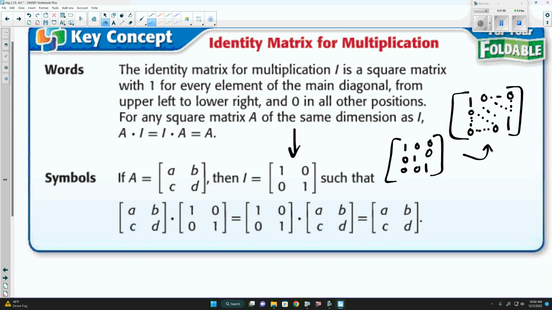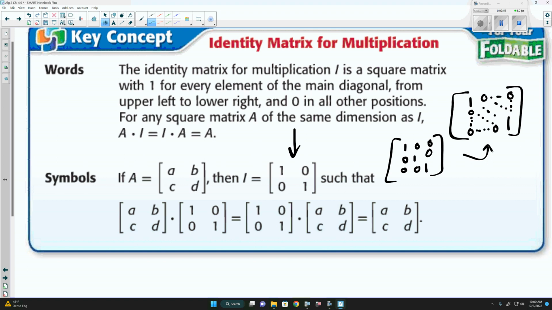no matter how big we make it, the diagonal of 1s going from left to right is going to be 1. Doesn't matter what else it is. Because if it's a diagonal of 2s, it's not the identity. It has to be a diagonal of 1s, and everything else is 0s. It's called the identity matrix. From left to right, it has to be this way here.